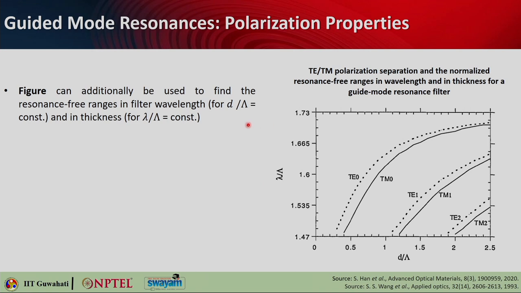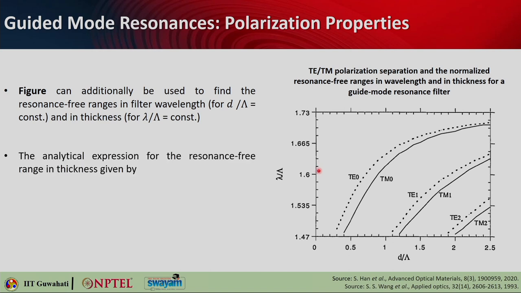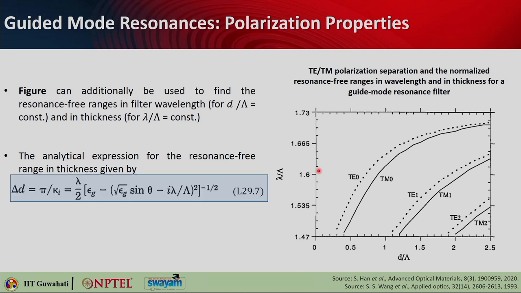Now, the figure can additionally be used to find the resonance free region, as I told you. You can see these regions in filter wavelength and thickness, in both parameters, and find which region is resonance free. You can take d by lambda equals constant like this and obtain those regions where resonance is not there, or you can consider the thickness and see whichever portion has no resonance.